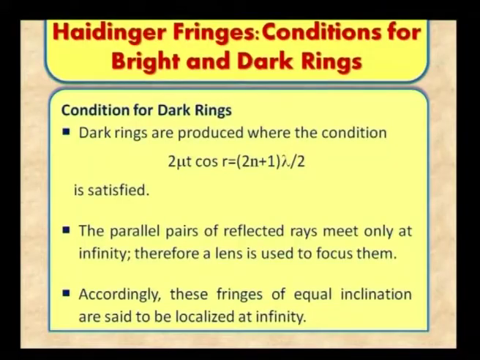What is lambda or 2 lambda? It is one full wave. 2 lambda means 2 full waves. The path difference will be containing either one full wave or 2 full waves. The parallel pairs of reflected rays meet only at infinity. Therefore, a lens is used to focus them. Accordingly, these fringes of equal inclination are said to be localized at infinity. So, with this we come to the end of the section on wave optics.